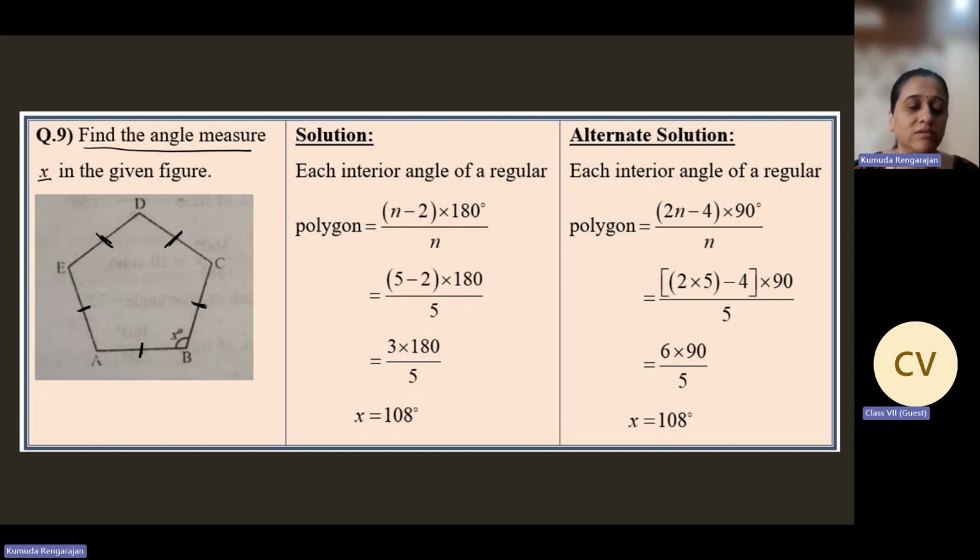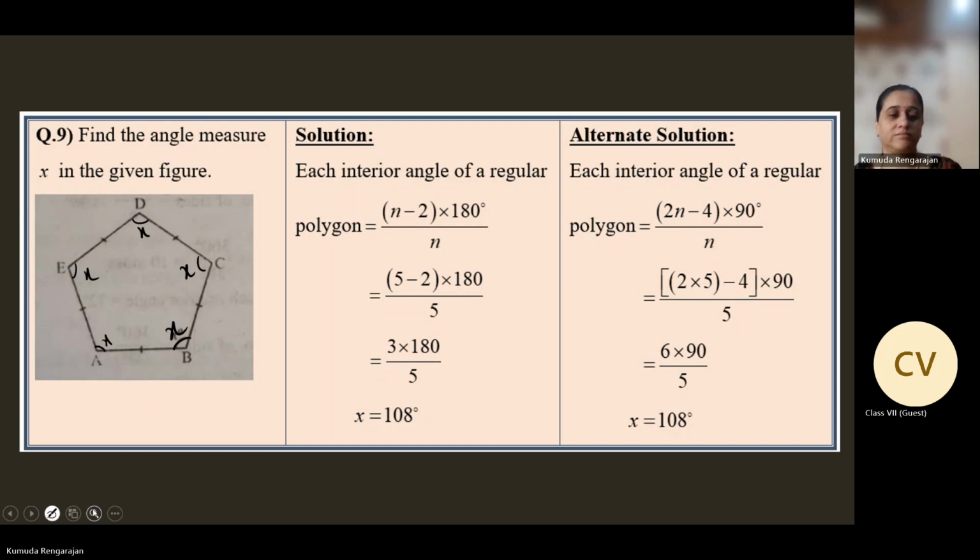These little markings here, they indicate that all the sides are equal. So that means the measure of each interior angle, all the interior angles will have the same measure. So if this is X, this is also X, this is X, this is X, this is also X.